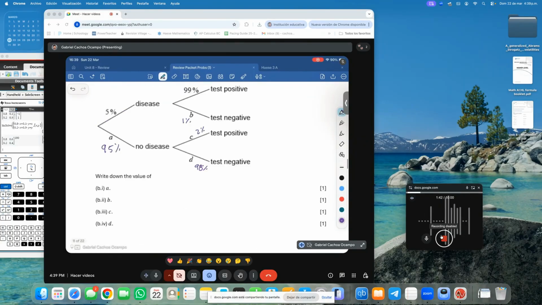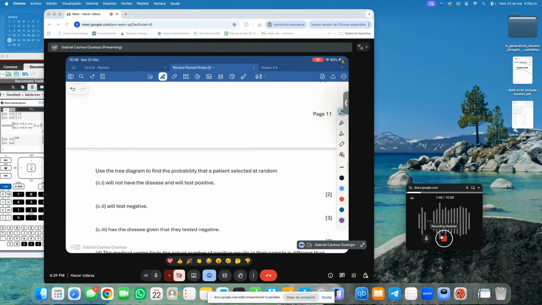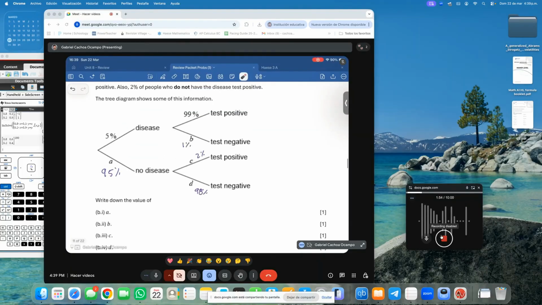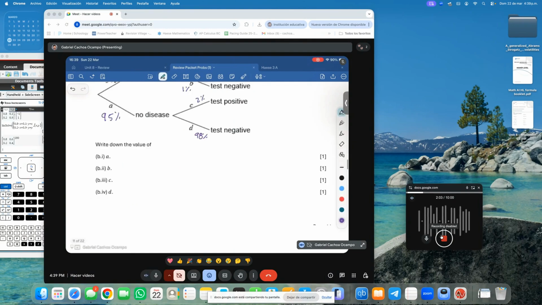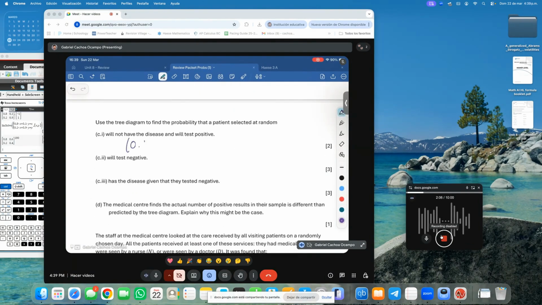Okay, once we have completed the diagram, let us go through the problems. What is the probability that our patient will not have the disease and test positive? So, what is the probability that a patient does not have the disease and then tests positive? I need to multiply those two numbers. So I need to do 0.95 times 0.02, which is 0.019. So there is a 1.9% probability that he's not diseased and will test positive.